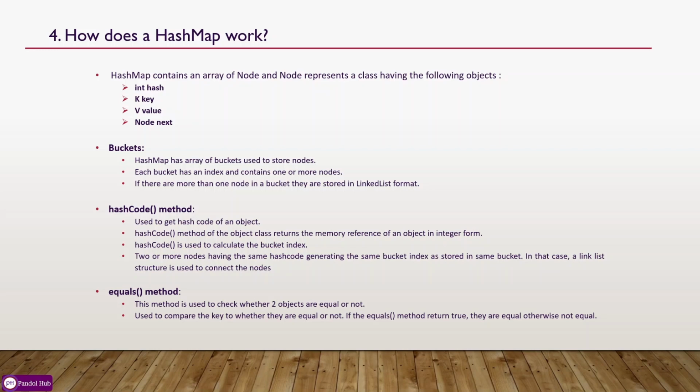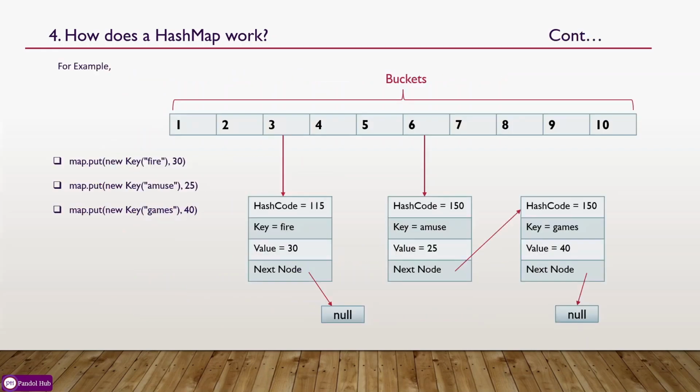Once you insert the values, you need those values to be retrieved from the HashMap. During retrieval, the equals method will help us get the correct value. Let me explain with an example. For example, you have a HashMap here, with buckets from 1 to 10, and each bucket has an index.